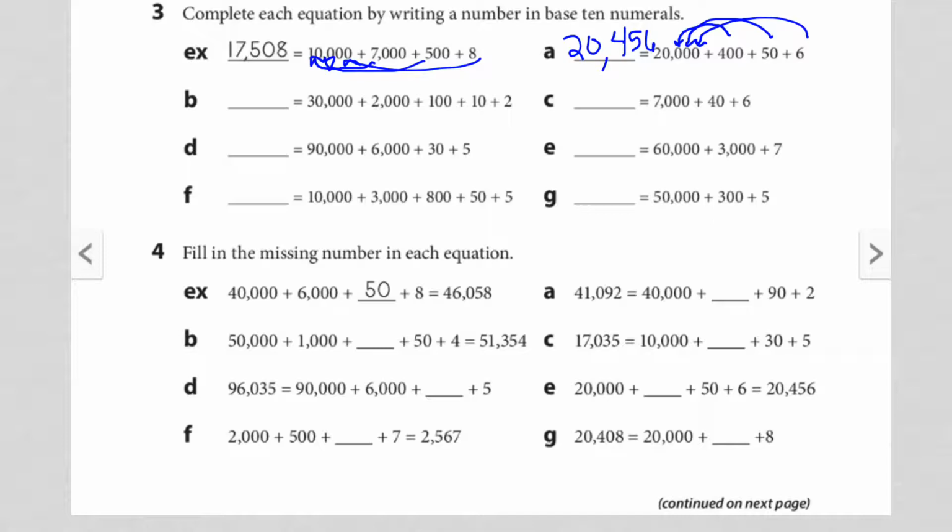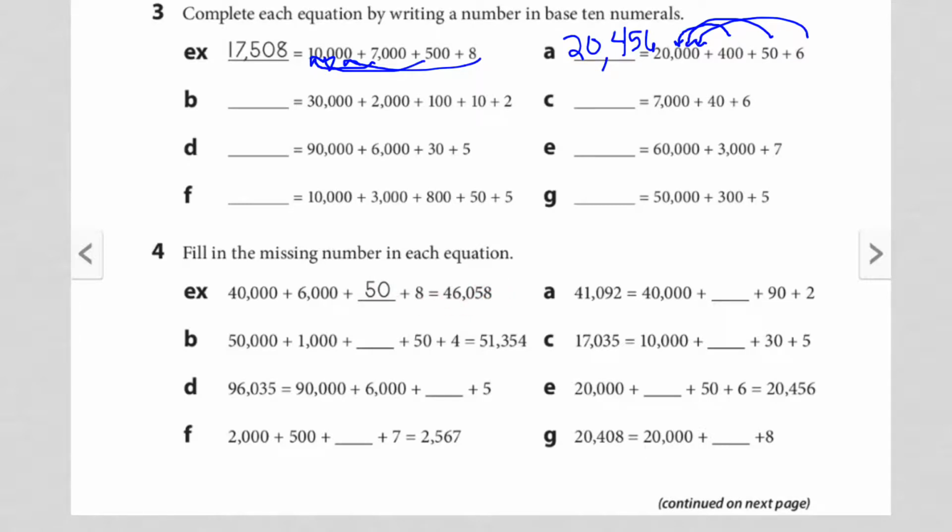So if I look at my example, I see the 40,000 right here, and the 40 goes right here. I see 6,000 right there. I don't see any hundreds. And then I see a 5 in my tens, which is 50, and then my 8 in the ones, which is right there. So it's basically just bringing over numbers.